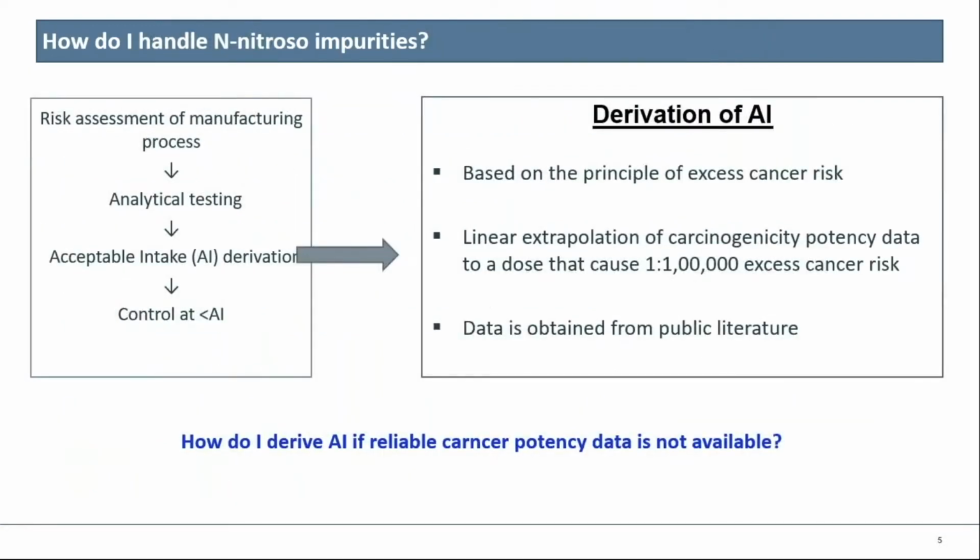Now, how do we handle nitrosamines in drug products? As a response to the observation that many drug products contain nitrosamines, industry and the regulators worked and explored ways how this can be handled. And the EMA has come up with detailed guidance as to what manufacturers should do in terms of identifying this risk and controlling this issue.